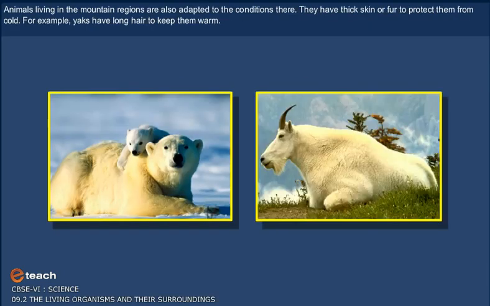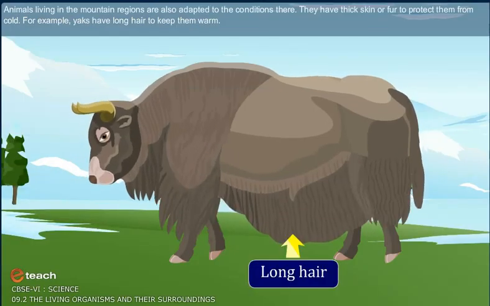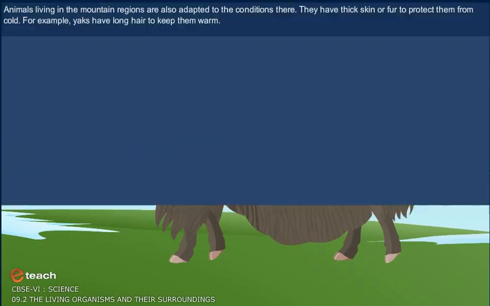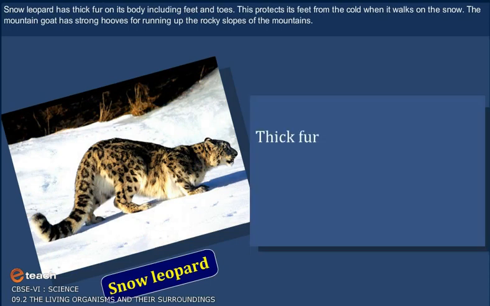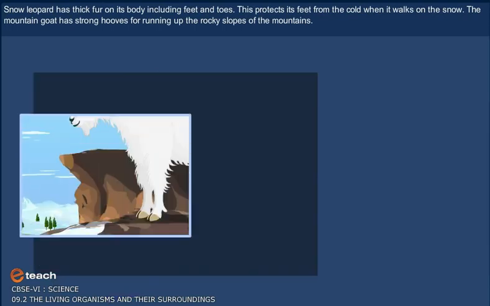Animals living in the mountain regions are also adapted to the conditions there. They have thick skin or fur to protect them from cold. For example, yaks have long hair to keep them warm. Snow leopard has thick fur on its body, including feet and toes. This protects its feet from the cold when it walks on the snow.